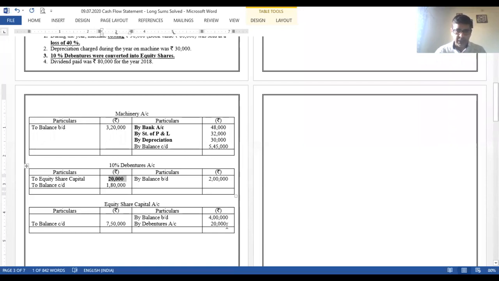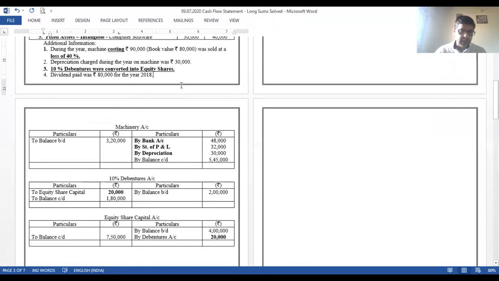2 lakh became 1 lakh 80, but that way we can get it from there. Okay, so this is 20,000. Right, the debentures have been converted into equity. So we are done with that part. Now let us go with the next adjustment also. I'll let you know the effect in the cash flow statement, how it is to be shown. I'll come to that point.